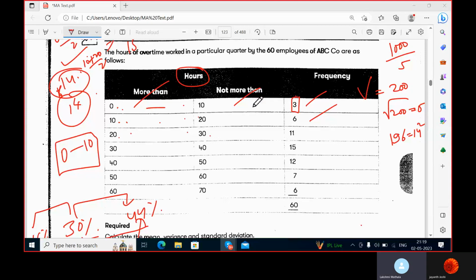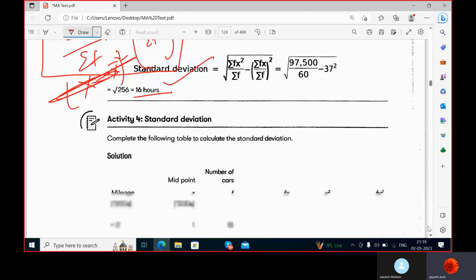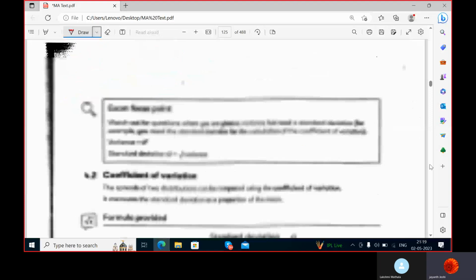So I'm getting 256 hours. Yeah, 256 is the right answer, and the root of that is 16. So you should get the root of that also. Understood? Yes, I understood. So you have to do this activity as homework, Hamsika. Now we will do the next one.